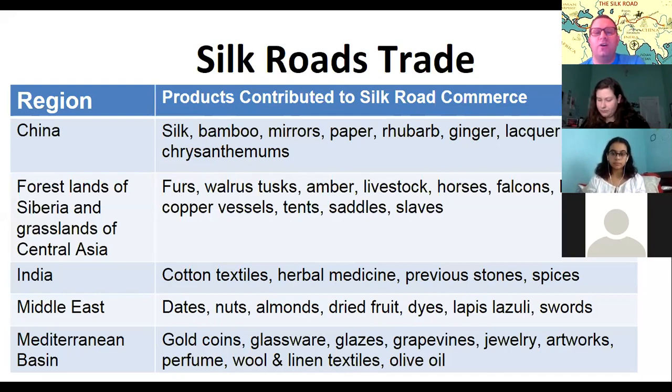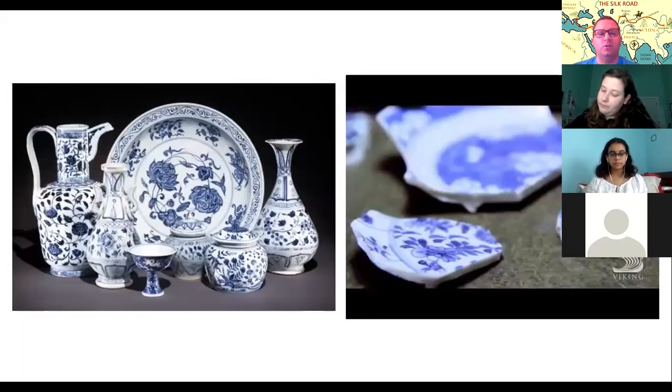Who would have thought at the time, for example, olive oil was going to be considered a luxury good? Or almonds, right? We take almonds for granted now, but at the time, almonds came from the Middle East and they were a luxury good. Even weaponry like swords would have been considered luxury items, and these are all things that would have been traded along the Silk Roads, okay?